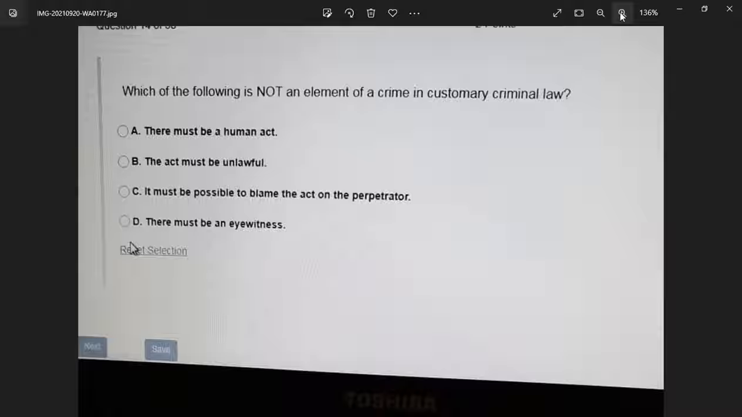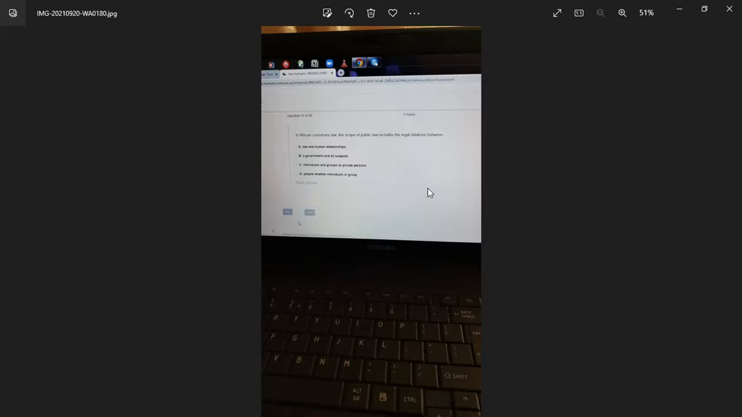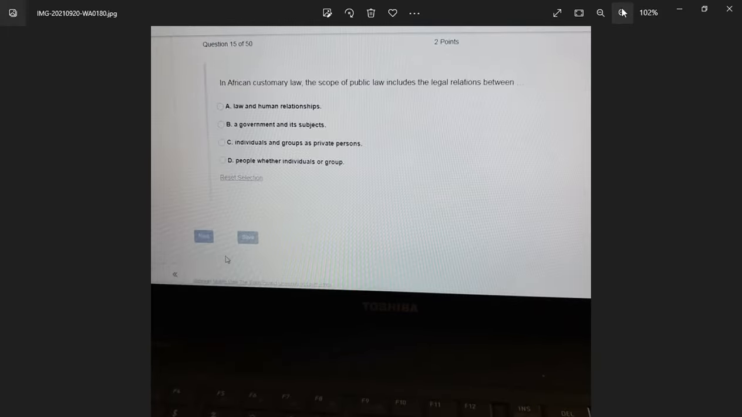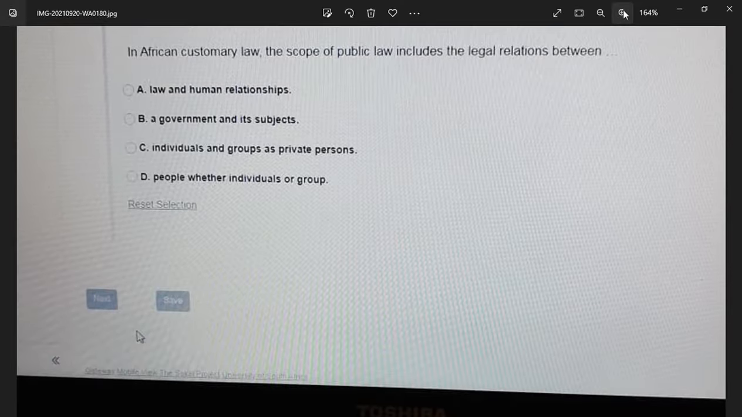When I checked on page 141, option A, which reads as there must be a human act. Option B, the act must be unlawful. Option C, it must be possible to blame the act on the perpetrator. All these three options are there, but option D is not there. So option D is not an element of a crime in customary criminal law. Yes. Okay.